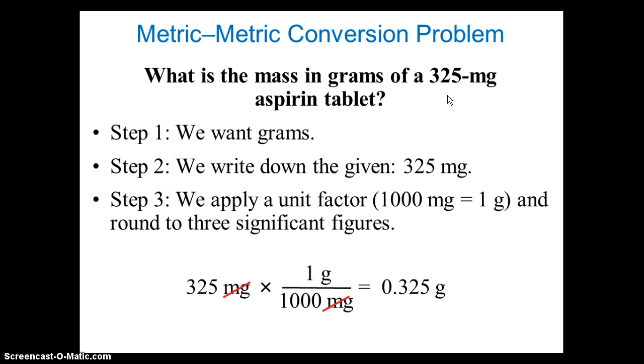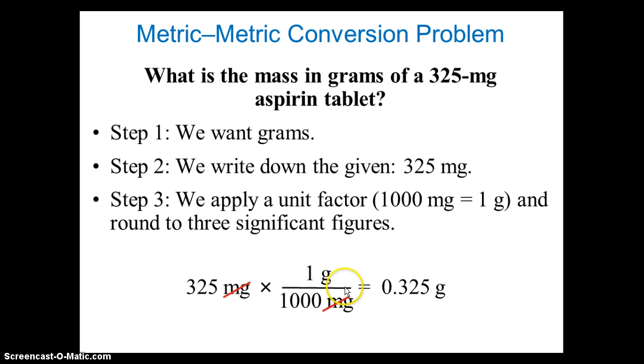Let's work on this example. What is the mass in grams of a 325 milligram aspirin tablet? So first, we want to know grams. Second, we write down what is given. We wanted to know grams, that's step 1 here. Step 2, we have 325 milligrams. And step 3, unit factor.